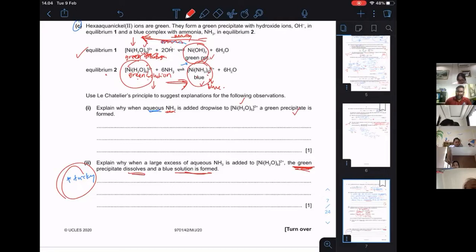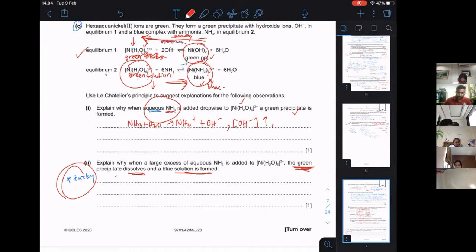Explain. When aqueous ammonia is added dropwise, ammonia will react with water to give you ammonium and hydroxide ion. So when that happens, the concentration of hydroxide ion will increase. Because of that, the position of equilibrium number one will be shifted to the right. So that is what's going to happen.